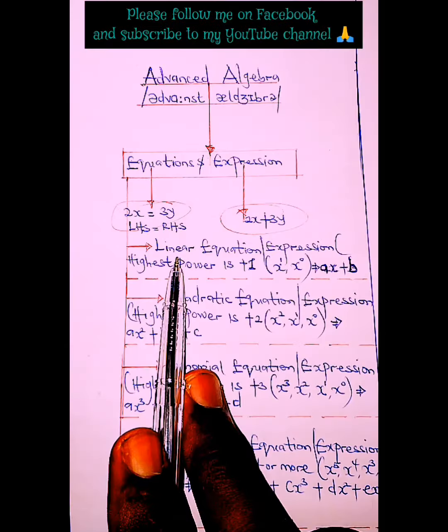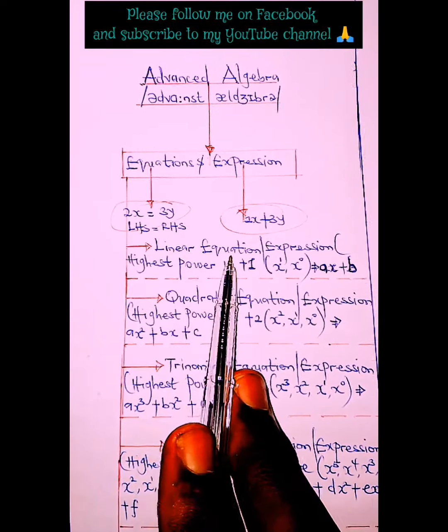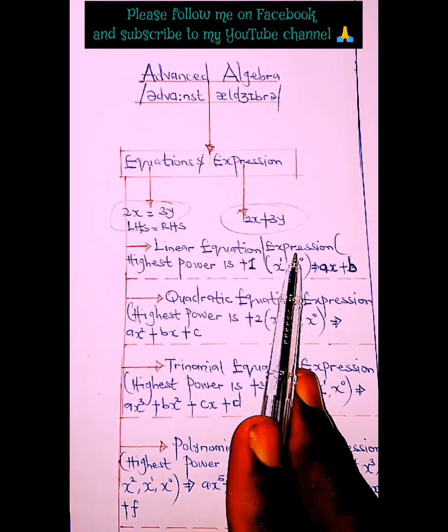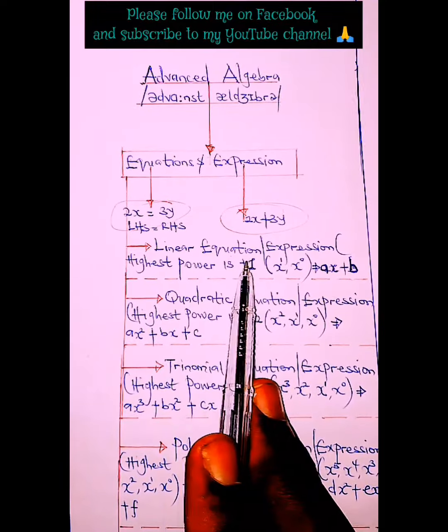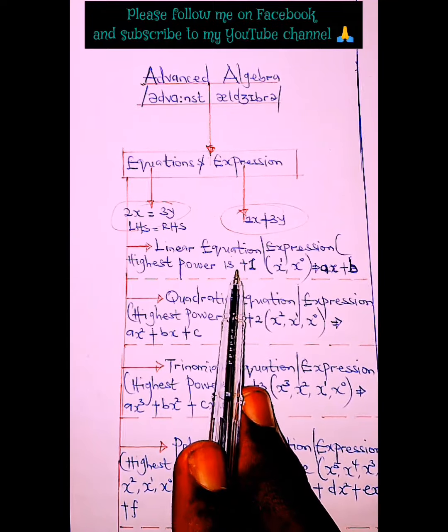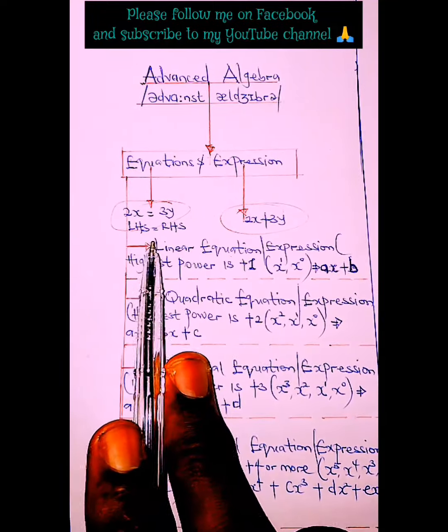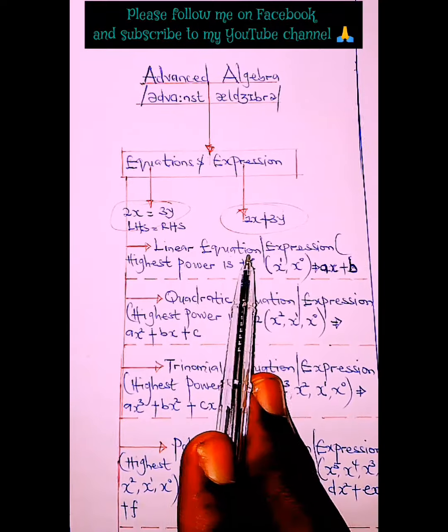First we have what we call the linear equation, or sometimes it could be an expression. Don't forget, equation and expression are virtually the same thing, but the major difference between them is that one has an equality sign and the other one does not have an equality sign.